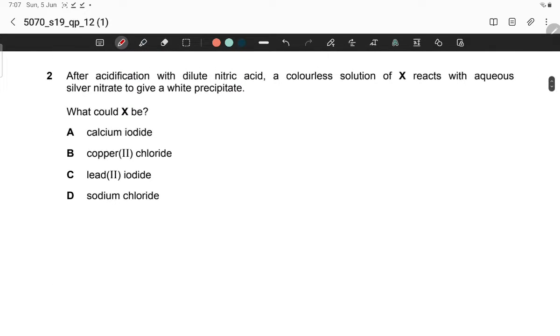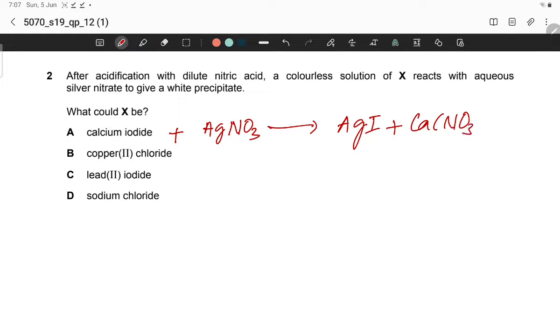Question number 2. After acidification with dilute nitric acid, a colorless solution of X reacts with aqueous silver nitrate to give a white precipitate. Calcium iodide reacts with silver nitrate to form silver iodide and calcium nitrate. This is solid and it's a yellow precipitate.